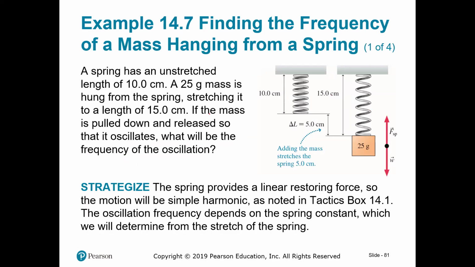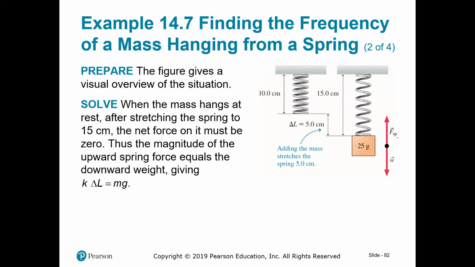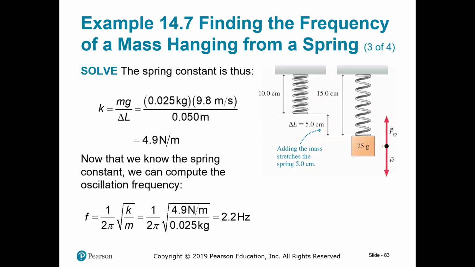And finding the frequency of a mass hanging from a spring. This we did a lot. So you attach a spring, it is stretched by 5 centimeter, and then this is now the equilibrium position. So now you have a spring force upward, and downward weight, and they are the same, right? I think the textbook doesn't explain this properly, fully.